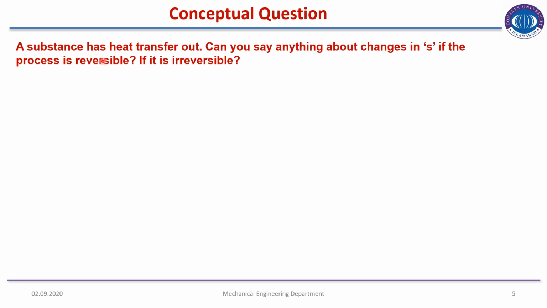Third conceptual question answer. A substance has heat transfer out. Can you say anything about change in S if the process is reversible and if the process is not reversible or irreversible? So for a reversible process, dS is equal to dQ by T, that must be less than 0. So dQ will be less than 0.